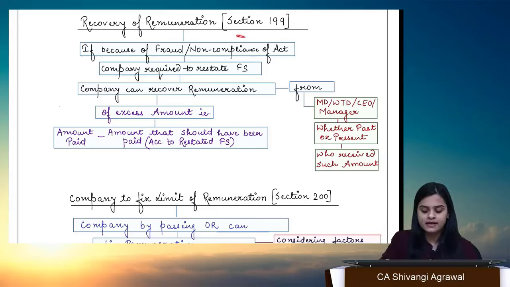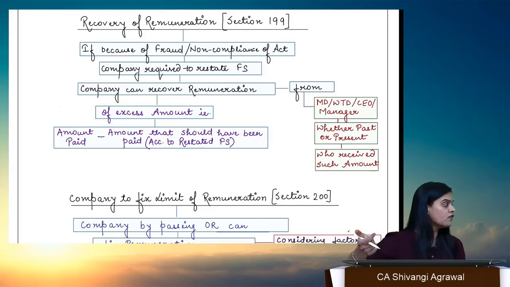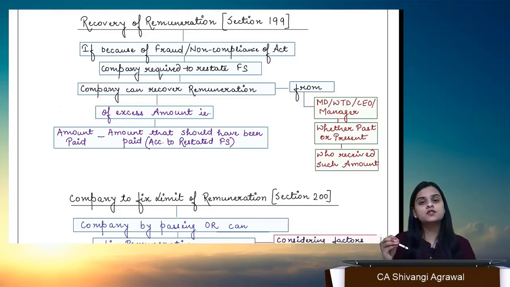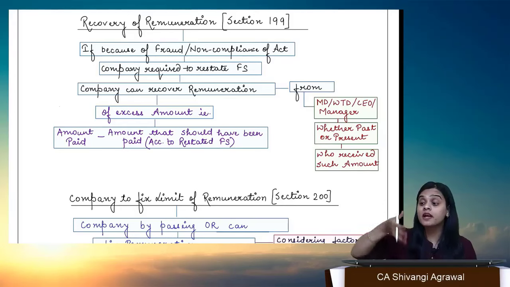Then we have section 199, which talks about recovery of remuneration. Not in the case where you have paid excess remuneration because you could not ascertain net profits in advance, but when restating of financial statements occurs. In case of fraud or non-compliance with accounting standards, there is a possibility of revision of financial statements. That means you are recasting your financial statements. It may lead to a situation where your net profit is reduced and thereby the overall limit of remuneration is also reduced, and you come to know that you have paid excess remuneration.